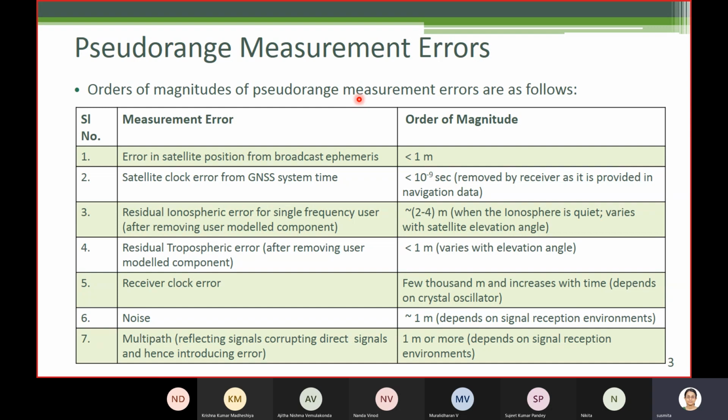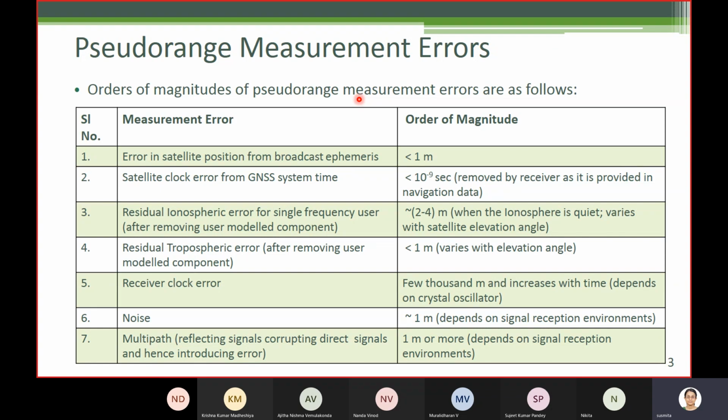So the basic objective of the navigation processor is to generate the user position, velocity, and receiver clock error. Estimate the user position, velocity, and receiver clock error. So in this class, we will see how that is possible when the pseudo-range and pseudo-range rate measurements are available.